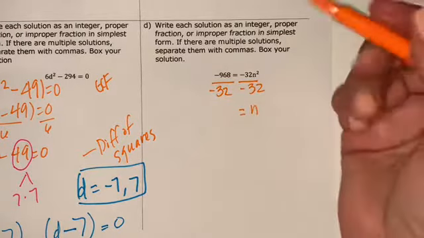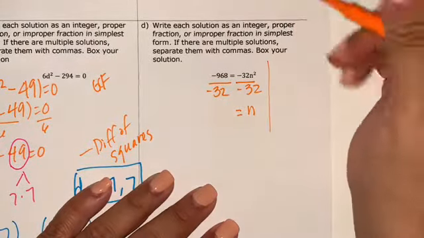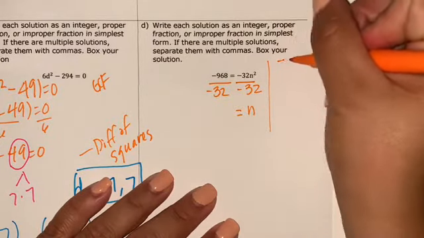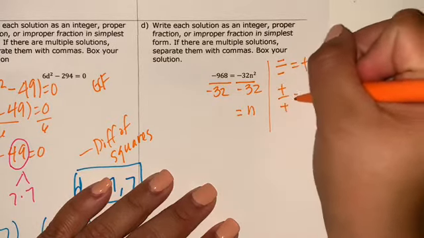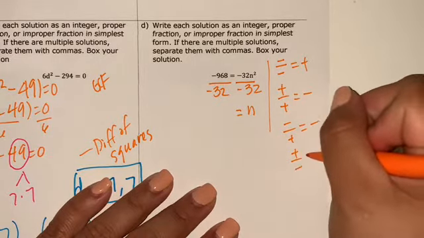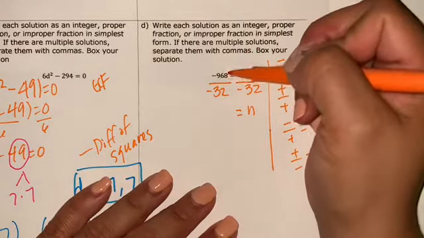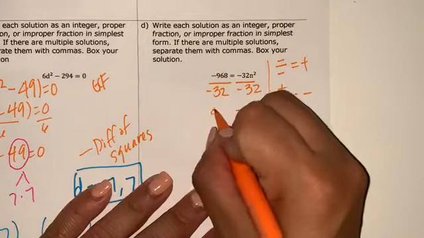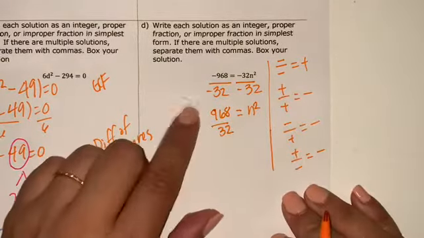Just for your information, whenever you're dividing by different signs, a negative divided by negative equals a positive, a positive divided by a positive equals a positive, a negative divided by a positive equals a negative, and a positive divided by a negative equals a negative. Okay, so we have two negatives divided, so I'm going to have n squared equals 968 divided by 32.